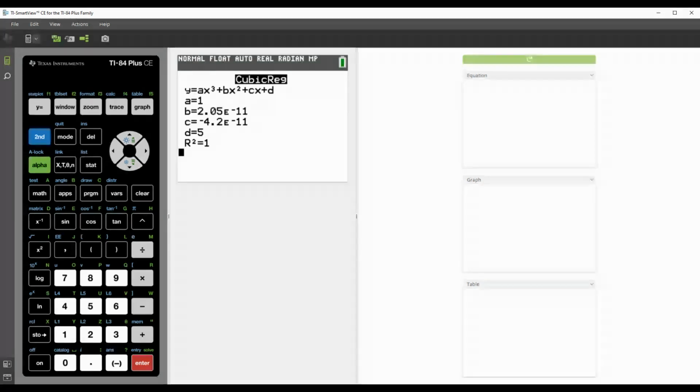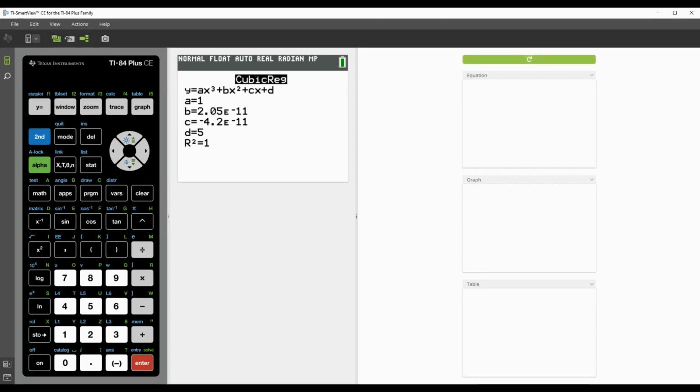Okay, now this is sometimes confusing to kids, but this one, this 2.05 e to the negative 11 is your calculator's way of writing scientific notation. It actually means that it's times 10 to the negative 11, which means you're going to take this decimal point and move it over 11 times, which is 0.0000000000000, whatever, 205. In other words, it's pretty much 0, and C is pretty much 0, and then D is 5.